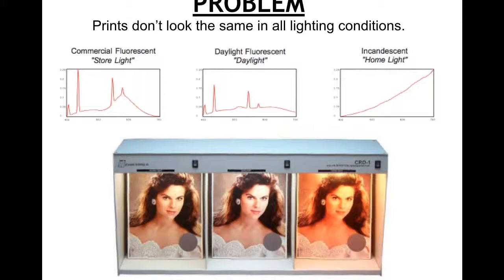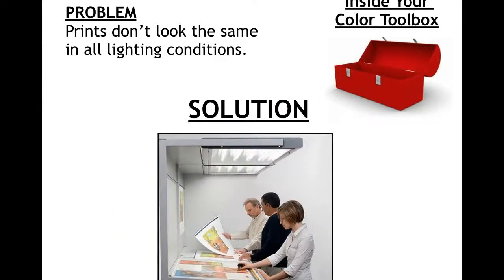But it does show you how different it can be in the problems you encounter, because the one in the middle here, the daylight fluorescent, is what we use in our printing plants typically. If we have a light booth at all, it's going to be this light source here. And yet in the store, it looks like this, and yet the customer gets it home and it looks like this. So how do we solve that problem?